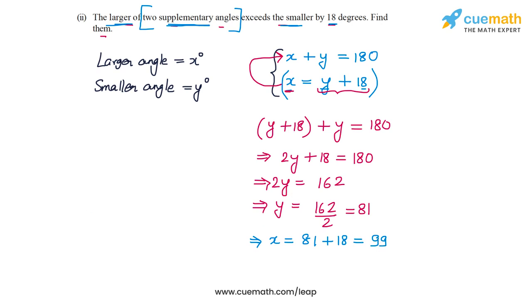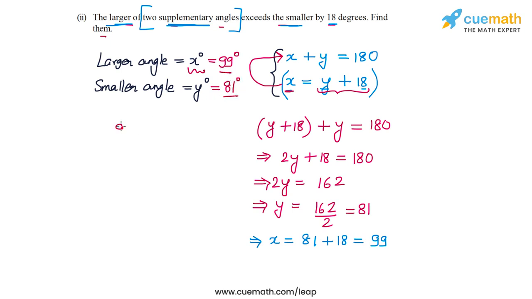So we have obtained the values of x and y, and hence we can say that the answer is that the larger angle, which is x degrees, is equal to 99 degrees, and the smaller angle, which is y degrees, is equal to 81 degrees. And that's our answer.